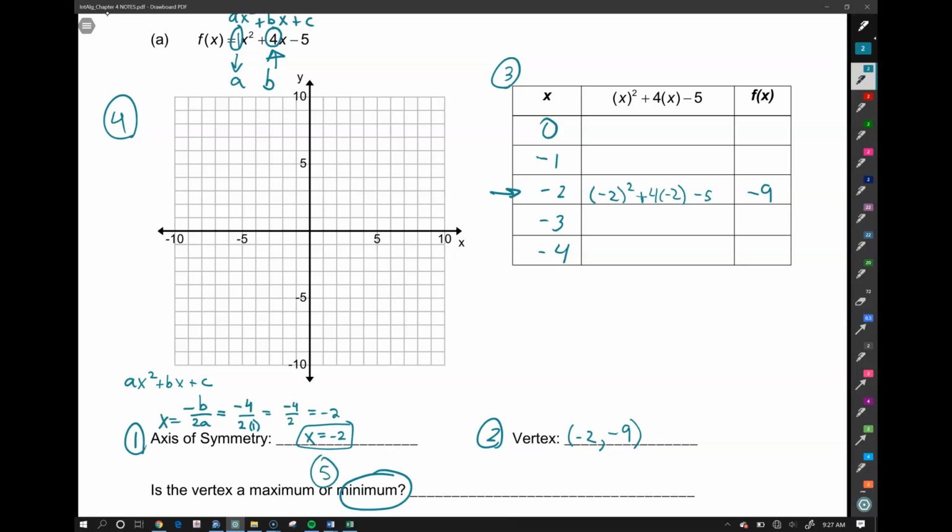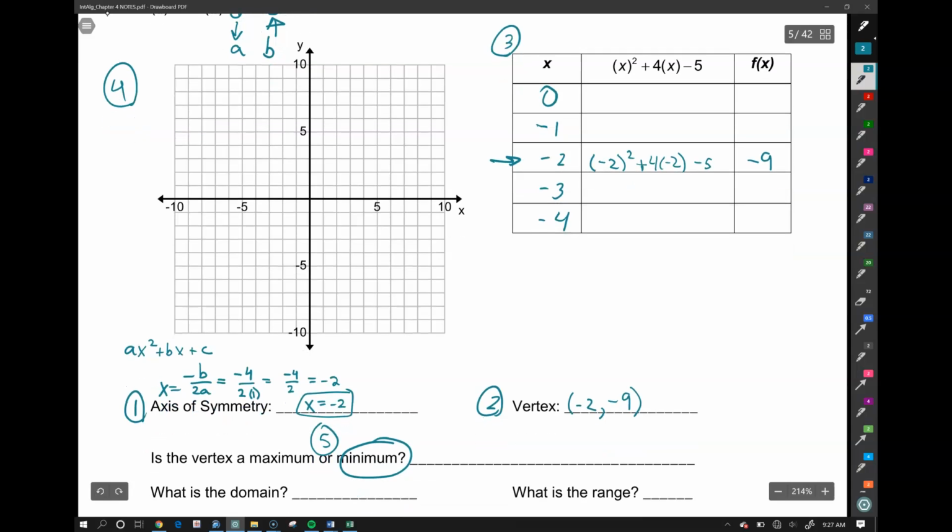So these little numbers I'm circling are kind of like the order of how we're going through the problem. First we found the axis of symmetry. Then we found the vertex. We're going to go through, find the other numbers, graph those numbers, and make sure it's actually going to be a minimum. All right, let's plug in. 0 squared plus 0 minus 5 is negative 5. So I'll give you about 15 seconds. Try to find these numbers, not just copy them down.